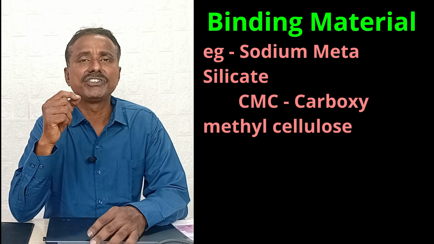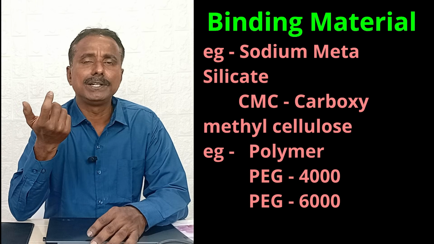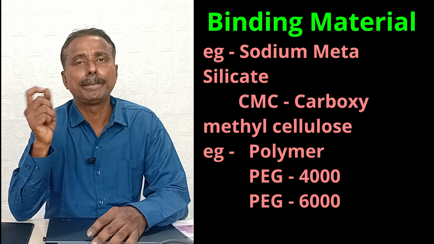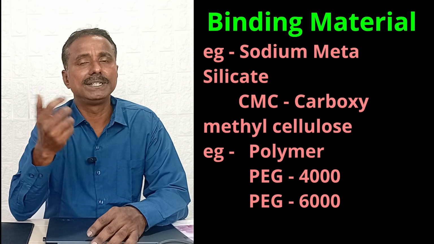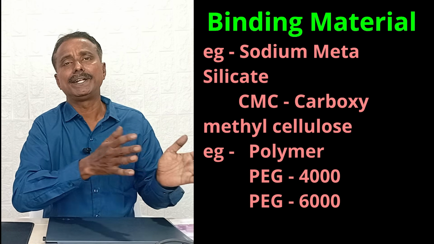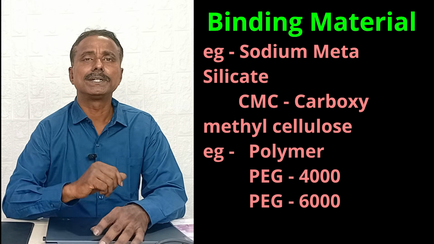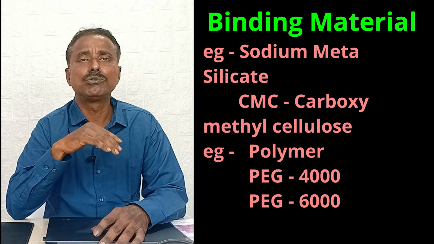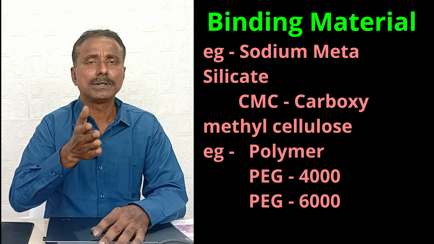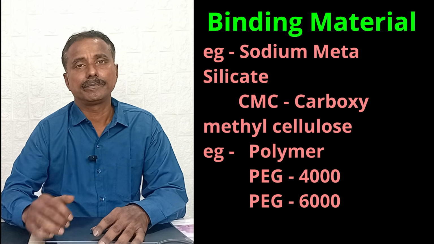Recently, in industries, they are using polymers as a binding material. More exactly speaking, PEG 4000 or PEG 6000. These polymers, apart from being binding materials, will give a glossy, shiny look to the dishwash bar and also prevent the bar from cracking.